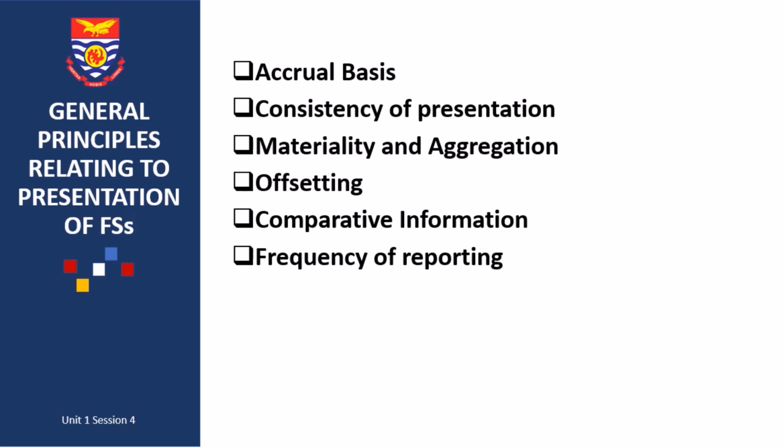Then we have offsetting, where you offset a liability against an income from somewhere. The standard also talks about how you should be able to do that in circumstances where it is allowed and in scenarios where it will not be allowed. Then we have comparative information as one of the principles that must also be disclosed. Then we have the frequency of reporting, whether you are reporting monthly, quarterly, semi-annually, or annually. You need to also ensure that those are outlined.